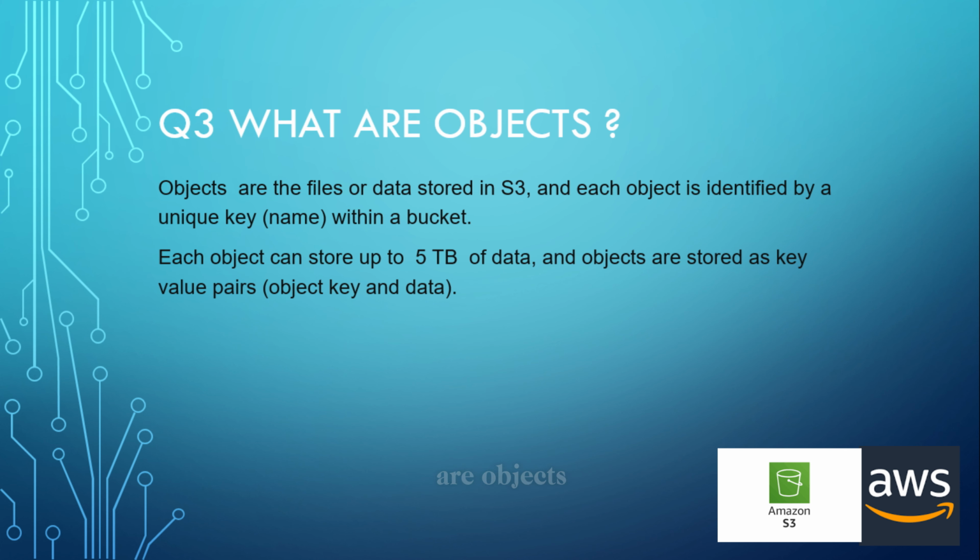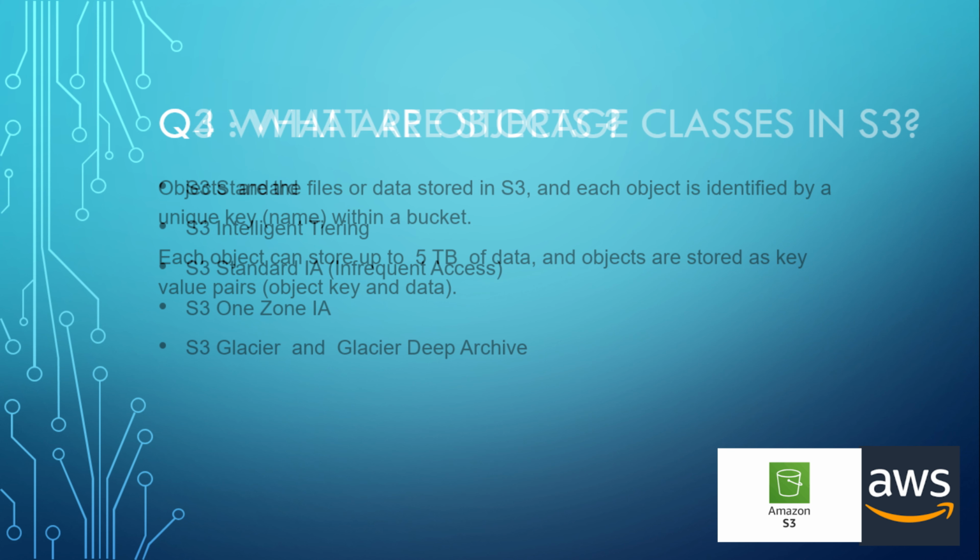Question number 3. What are objects? Objects are the files or data stored in S3, and each object is identified by a unique key name within a bucket. Each object can store up to 5 terabytes of data, and objects are stored as key value pairs: object key and data.